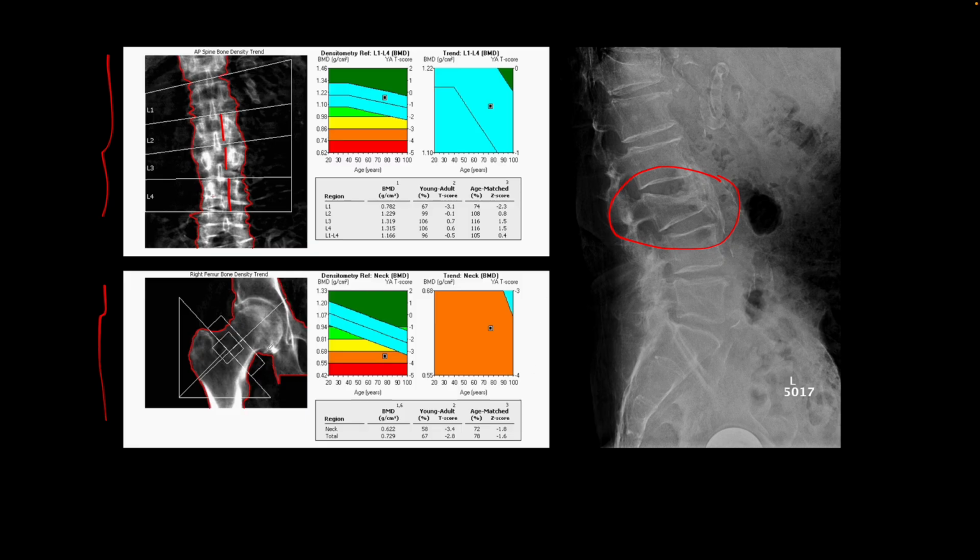When we look at the numbers from their right hip, we find that they have osteoporosis because their T-score in the region of the neck is less than or equal to minus 2.5. So they have osteoporosis and they have an insufficiency fracture.